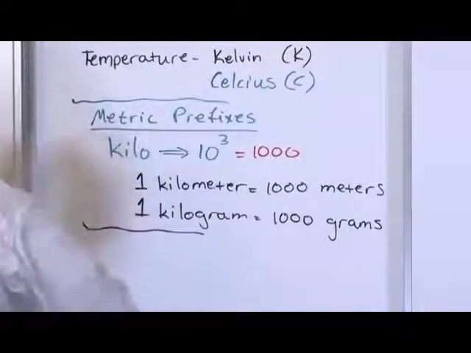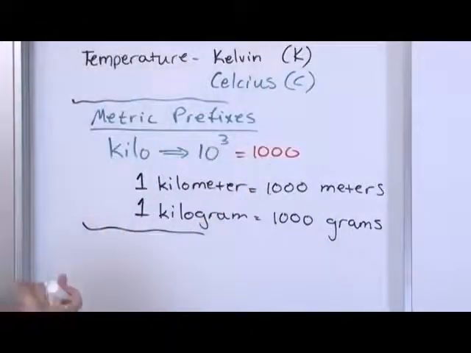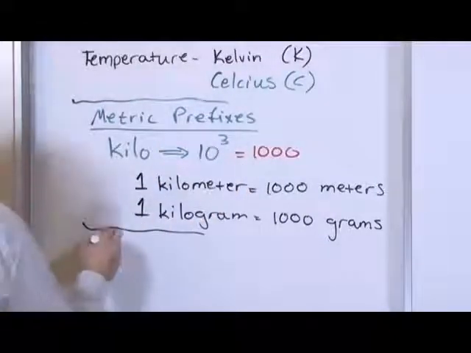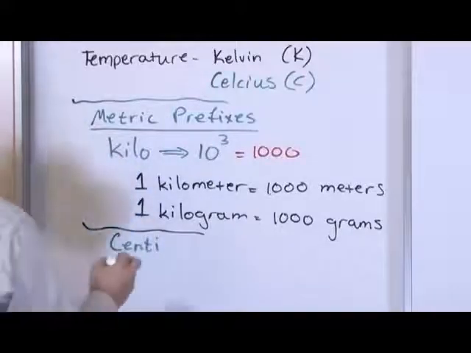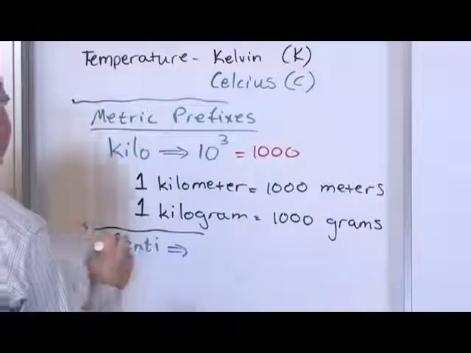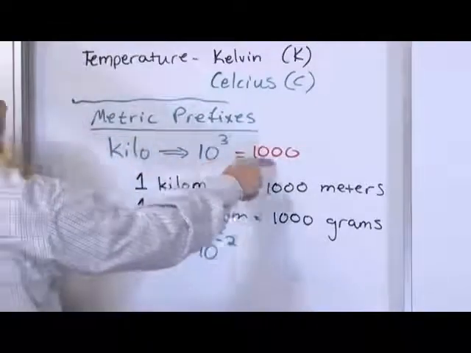And let's talk about, instead of kilo, this is a pretty big unit. Kilo is large, right? It sort of sounds large even. What about centi? That's another prefix. And centi is 10 to the minus 2. See, this is 10 to the 3 for 1,000.